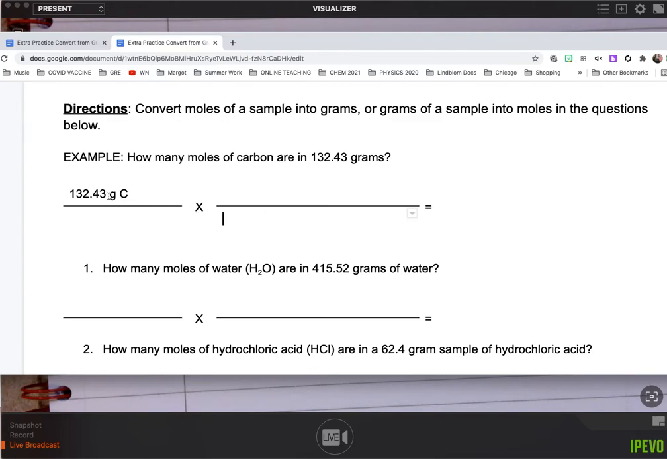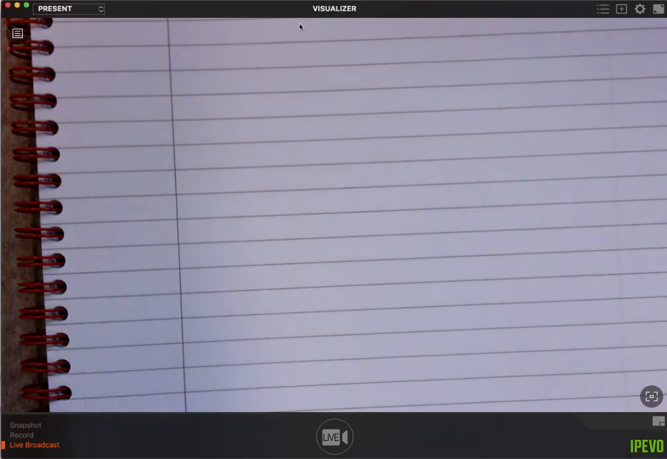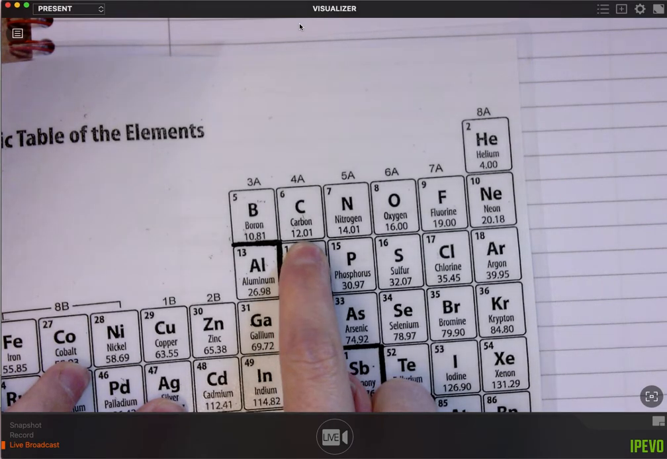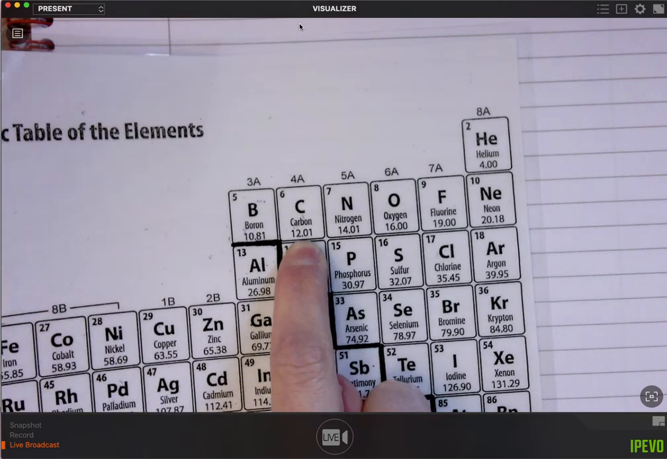Because gram of carbon is in the numerator of the first fraction, we know that gram of carbon is going to go in the bottom of the next fraction. To figure out what number we use, we look at our periodic table, at the number right here. For carbon, 1 mole of carbon weighs 12.01.